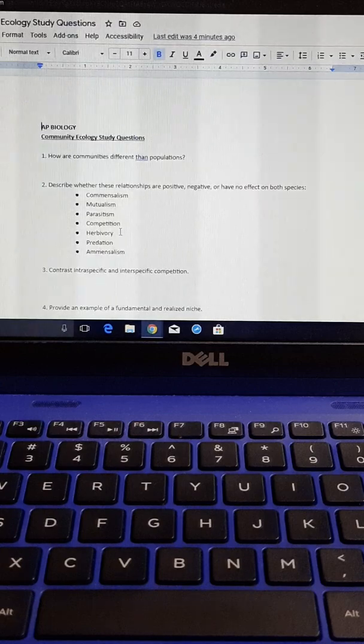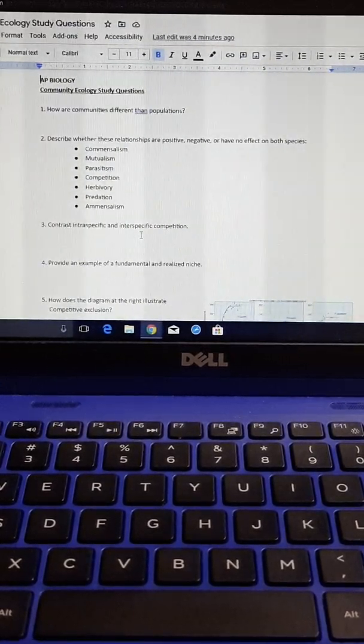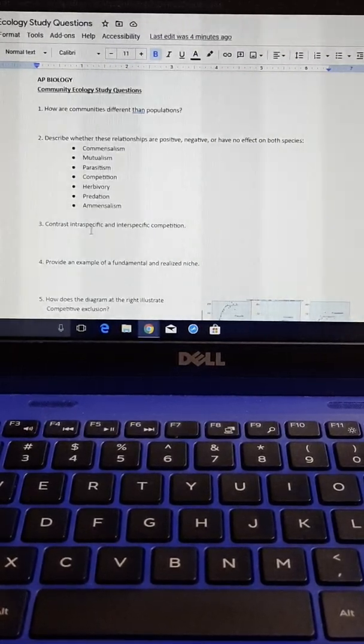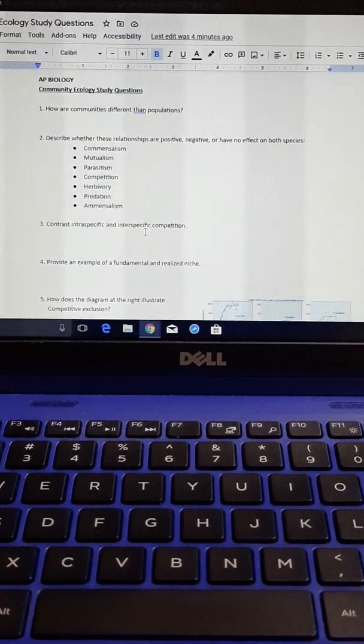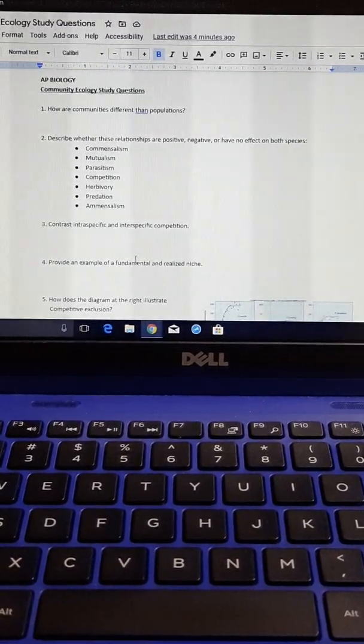All right, let's go to intraspecific and interspecific competition. Intraspecific competition would be the same species competing. It's in the same species, so remember like that. Interspecific is where it's different species competing with each other.